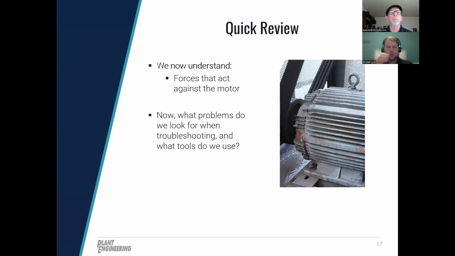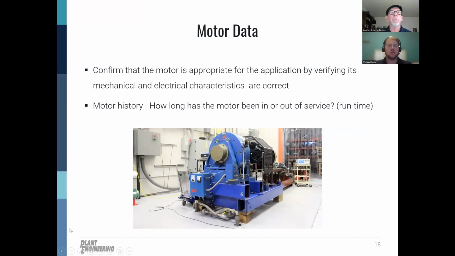All right, so quick review. We covered the forces: voltage, temperature, and overcoming the mechanical friction. Let's move on now to what some of the problems to look for are when we're troubleshooting motors. What equipment and test methods might we use when we are trying to figure out a problem, or also trying to predict some problems that may be going on, based on weird sounds or smells or something that you may be hearing in the facility?